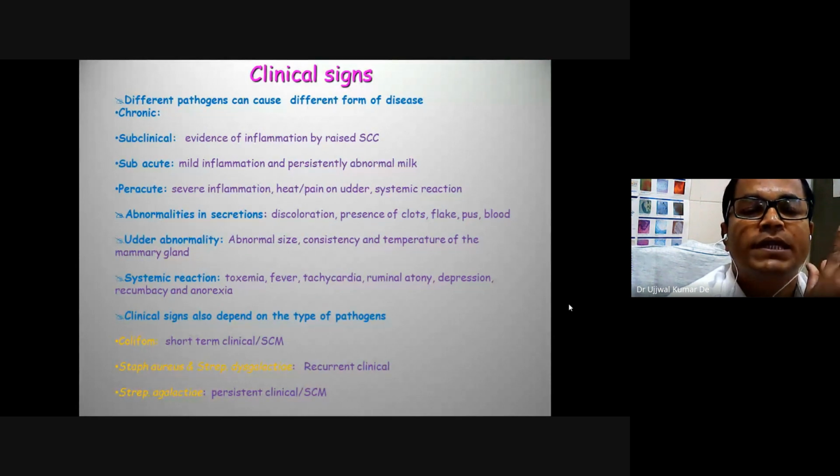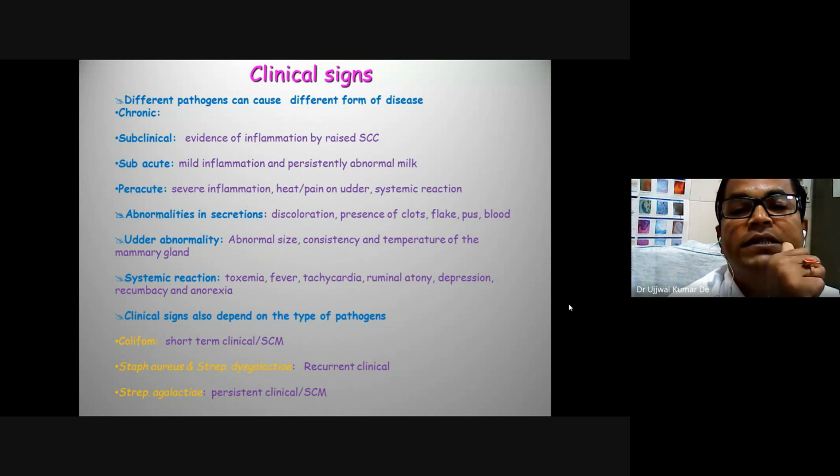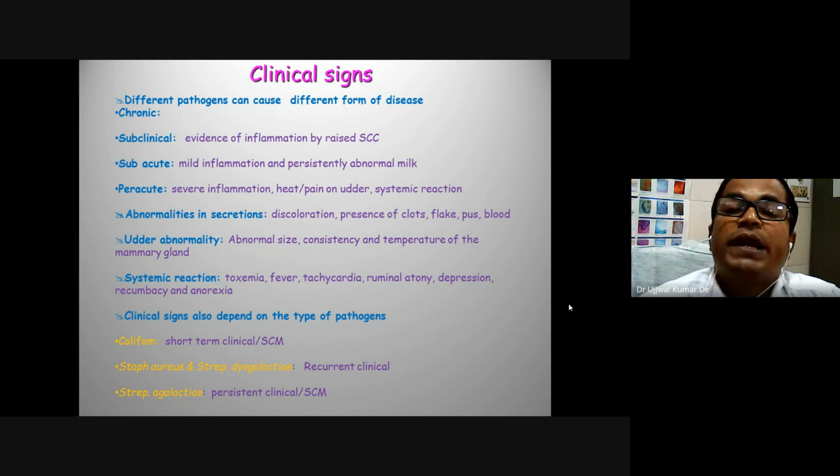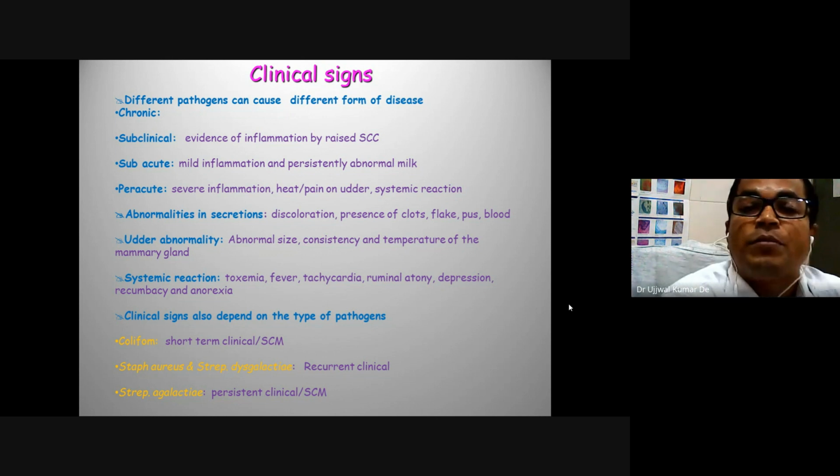In peracute mastitis, you will definitely get a severe inflammation and systemic reaction, heat or pain on the udder, or redness of the udder may be seen. Systemic reaction means there is a high temperature. If cattle or buffalo are affected, ruminal atony may be there. So these are the types of systemic reaction, and this is probably the severe form of mastitis.